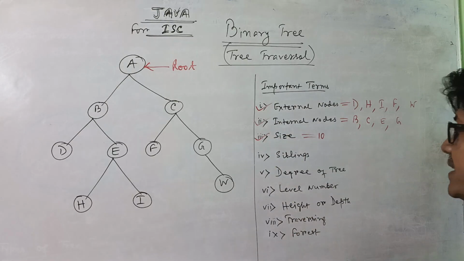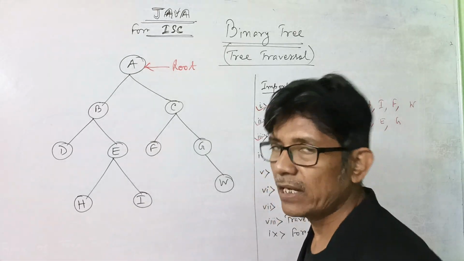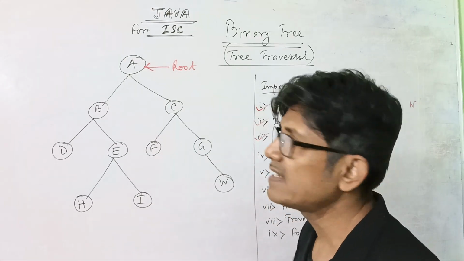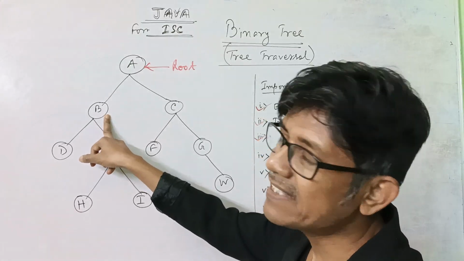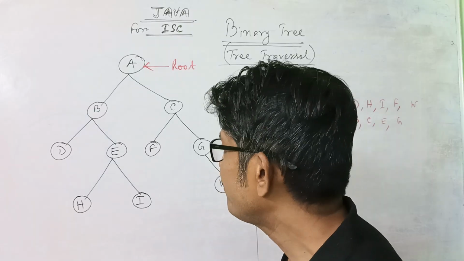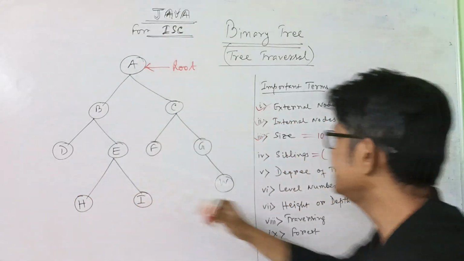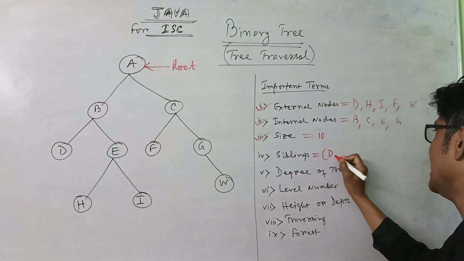Now siblings. What are siblings? You can understand it from normal English. You can see B is the parent node, the child nodes are D and E. So the first sibling pair is D and E.